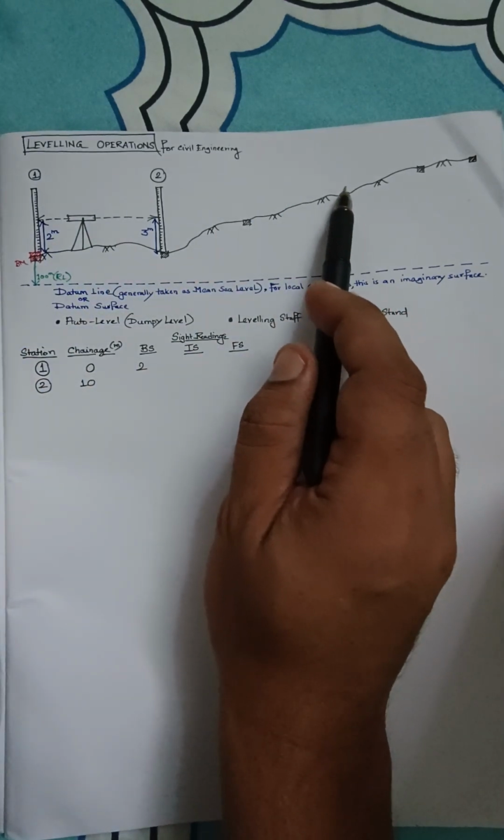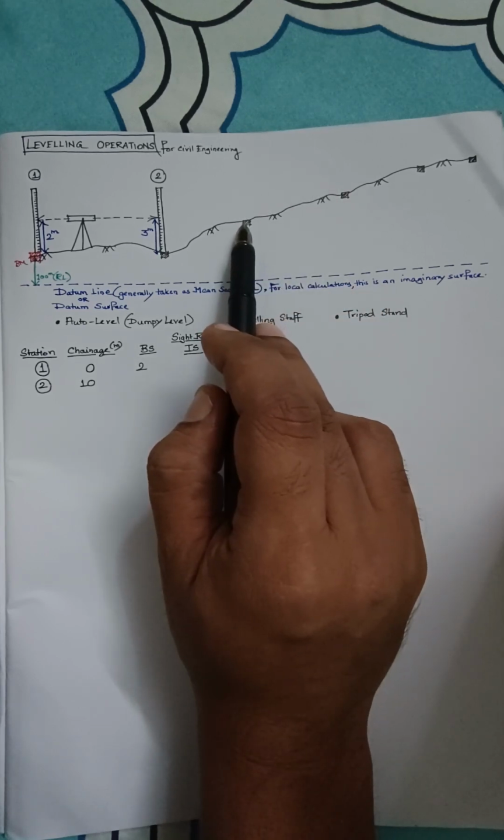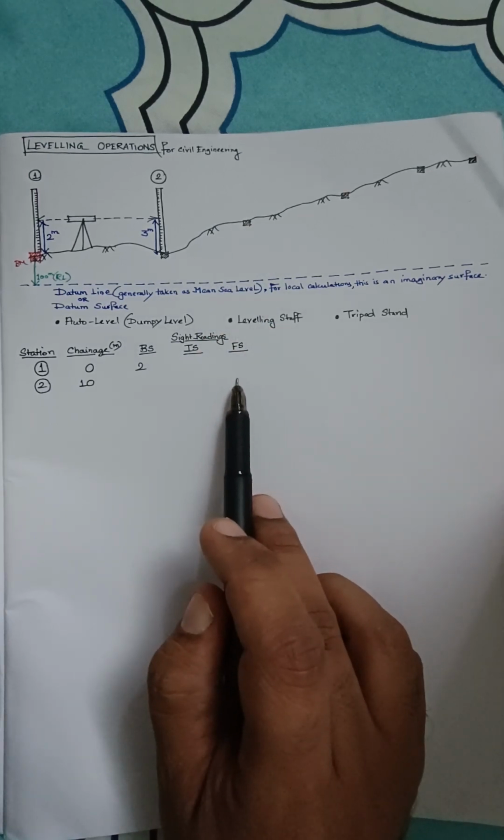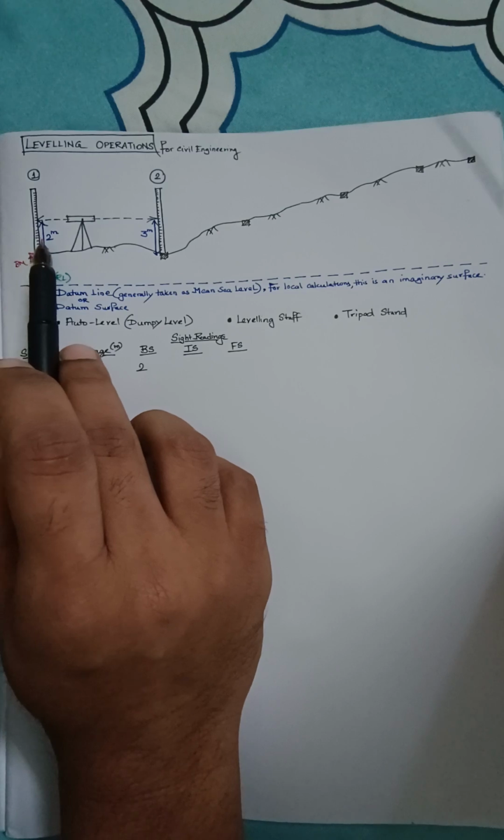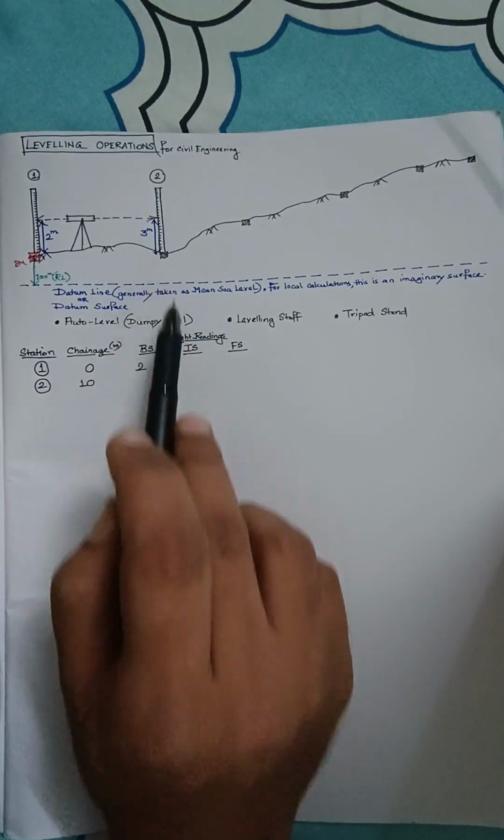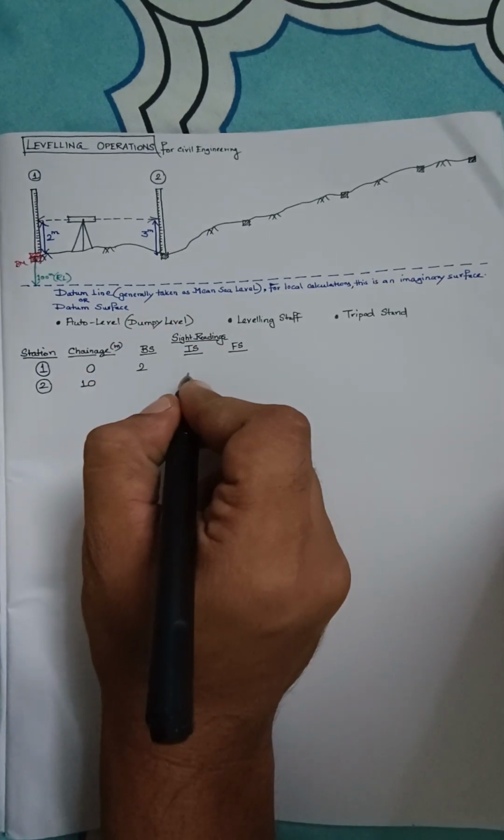With this setup, you cannot see any staff reading if I keep it right over here, right? So this becomes the final set of reading. So whatever you record over here will actually fall under the foresight. Whatever you have recorded over here is the first reading, which has already fallen under the back side. So anything in between will always be recorded in the intermediate side. As simple as that. How much is it? It is 3 meters.